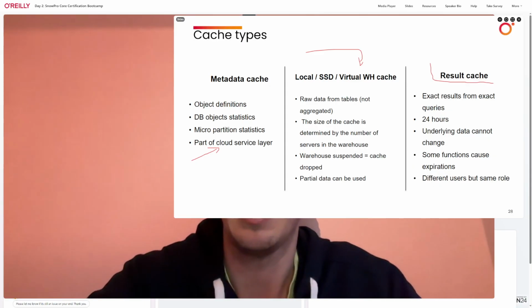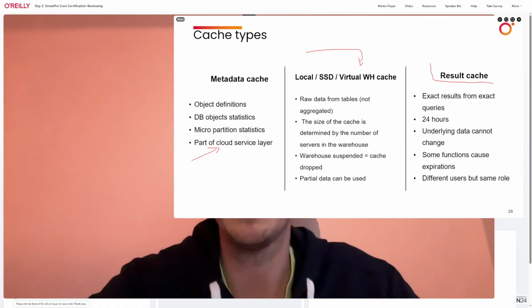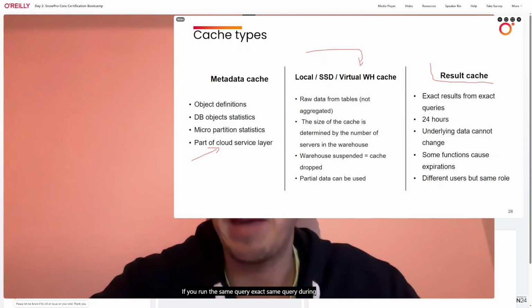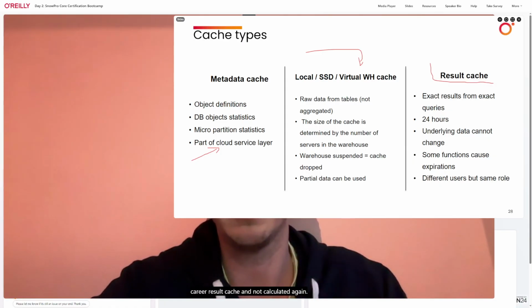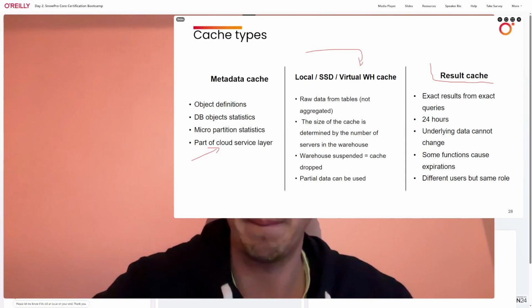The last type of cache is the query result cache, and this one stores exact results from the queries. So once you run some query, the result is stored in that result cache. It's stored there for 24 hours. If you run the exact same query during those 24 hours, the result will be retrieved from that query result cache and not calculated again.